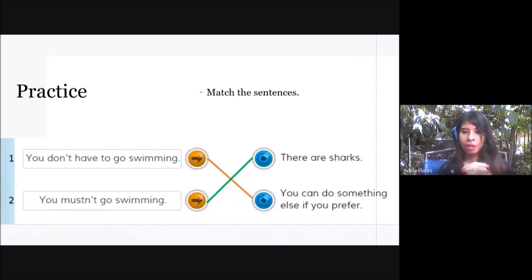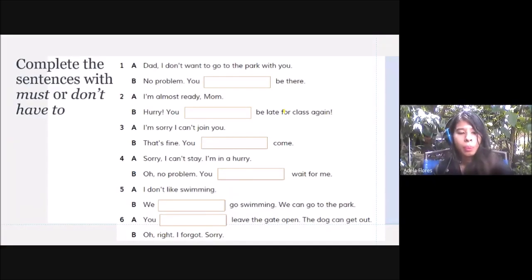Okay. So you don't have to go swimming. Es como no tenés que ir a nadar, puedes hacer algo más. Nos están dando la opción. Pero cuando decimos you must not go swimming, es como no puedes ir a nadar porque hay tiburones. Entonces, si vas a nadar, hay otra consecuencia. Okay, so that's the difference. Now, we're going to focus only on the difference between mustn't and don't have to.